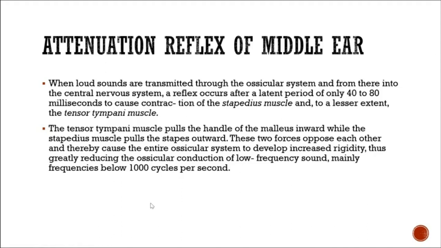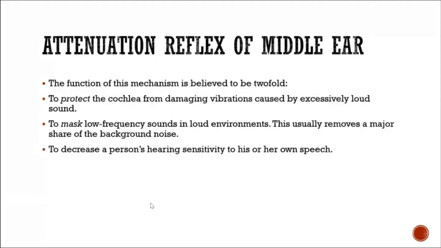So the middle ear has a function of impedance matching. It has a function of attenuation reflex. Attenuation reflex is a protective reflex. The function of this mechanism is believed to be twofold. One is the protection, as I have told you: protect the cochlea from damaging vibrations caused by excessively loud sound. And the other is to mask low frequency sounds in loud environments.